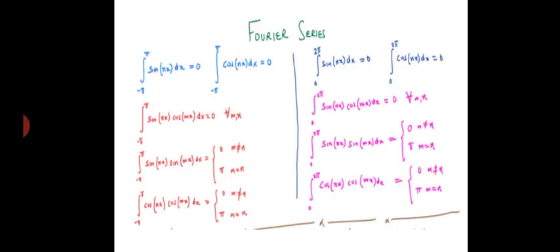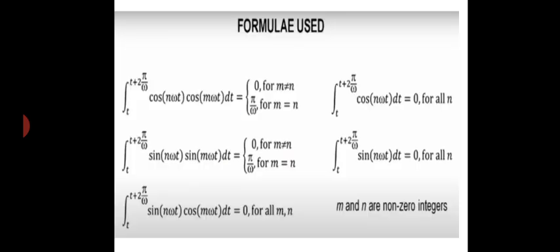Okay, similarly the integral of cos nx into cos mx is equal to 0 for m not equal to n, and is equal to pi for m equal to n. Similarly, the same thing we can use for t to t plus tau. So what is tau? What is omega? Omega is equal to 2 pi into f. Fine. So what is f? f is equal to 1/T.